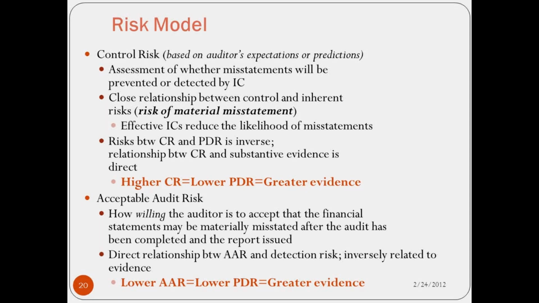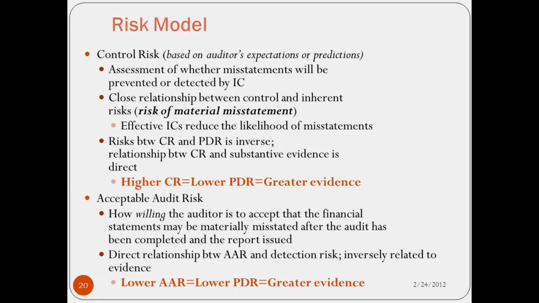There's a close relationship between control risk and inherent risk, and together those two risks represent the risk of material misstatements. The more effective your internal controls, the more likely that you have a well-managed company. So you reduce the risk of material misstatements, right? Effective internal controls reduce the likelihood of material misstatements.